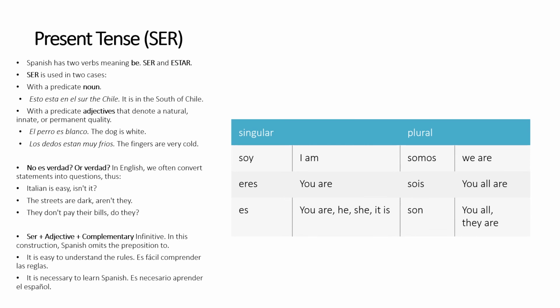In English, we often convert statements into questions. Italian is easy, isn't it? The streets are dark, aren't they? They don't pay their bills, do they?